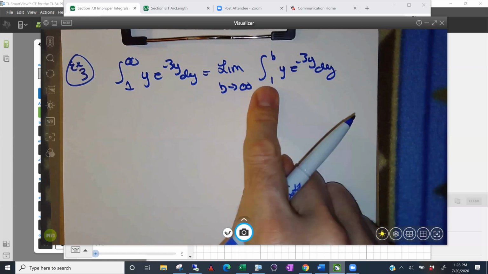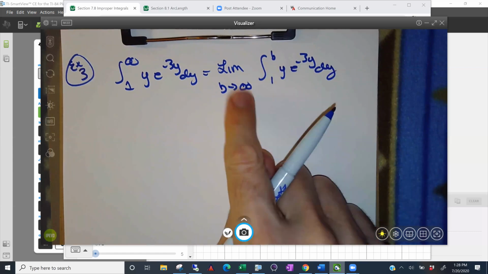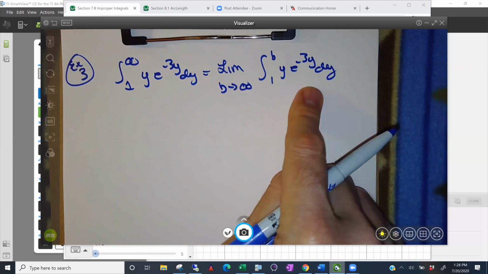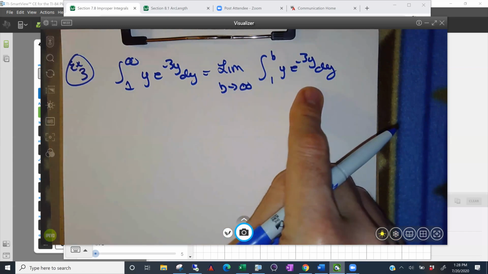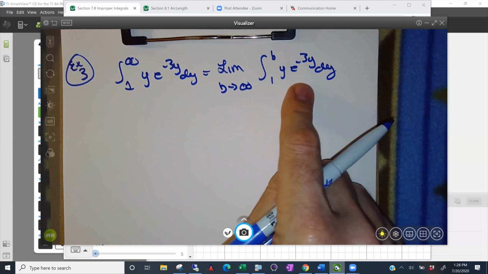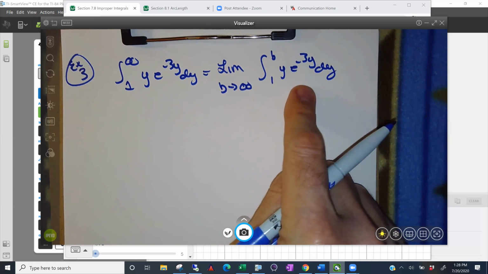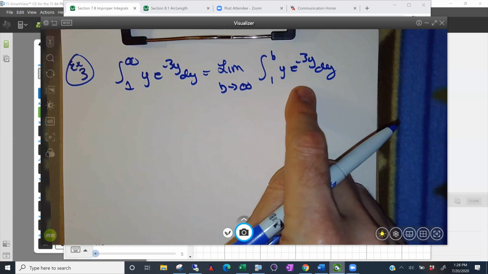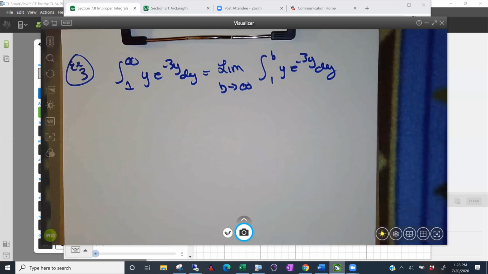Okay, that was the easy part. You got yourself a point. But now comes the hard part. You got to earn the other 8 points. How are you going to integrate this? Wouldn't you use u times v minus the integral of v du? Yes. Integration by parts. Thank you.